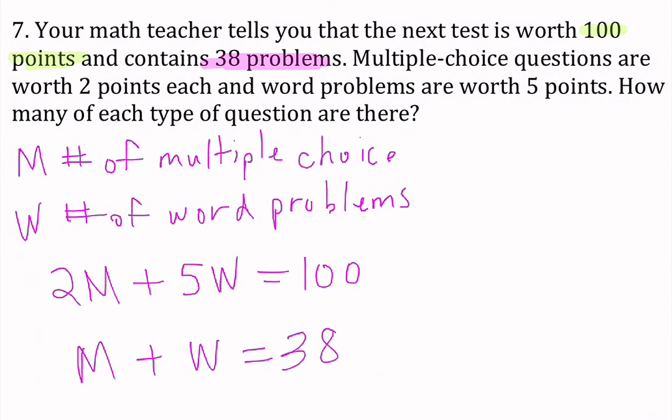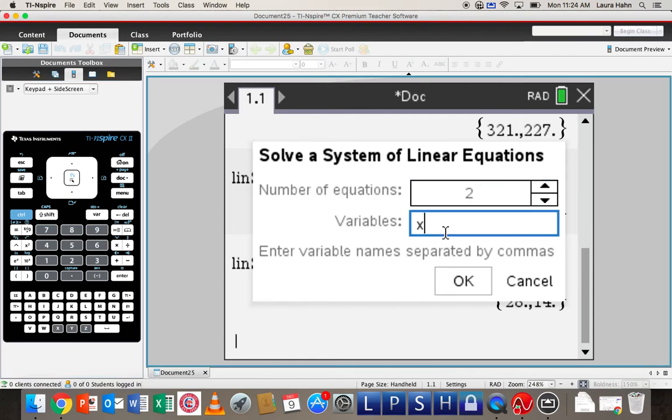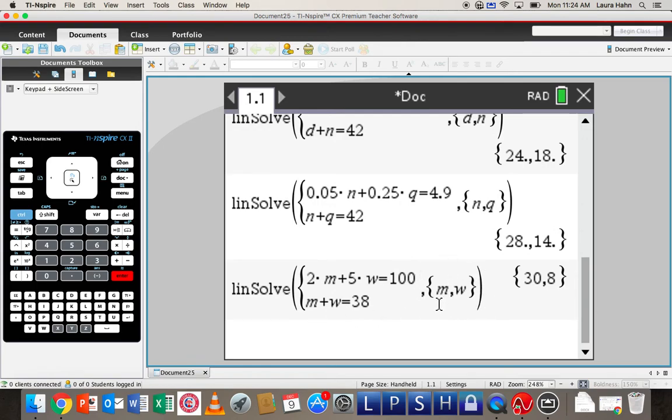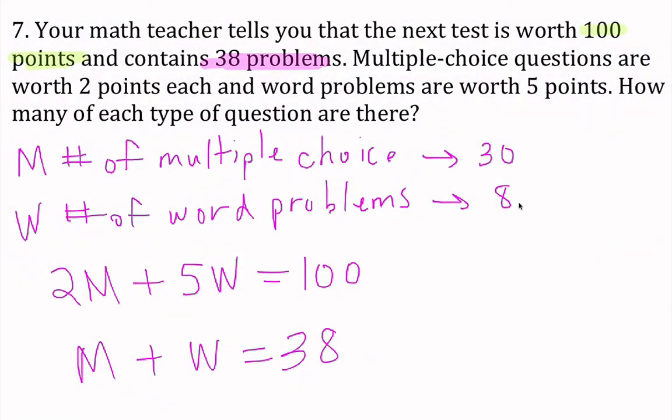So now that I have my two equations, I'm going to go type them in, menu 3, 2, change my variables to m, w. My first equation is 2m plus 5w is equal to 100. My second equation is m plus w equals 38. Pay attention here. M is first, so it's the multiple choice, and then the word problems. So I know we have 30 multiple choice, 8 word problems.